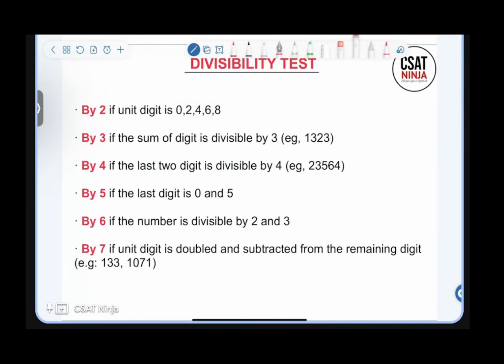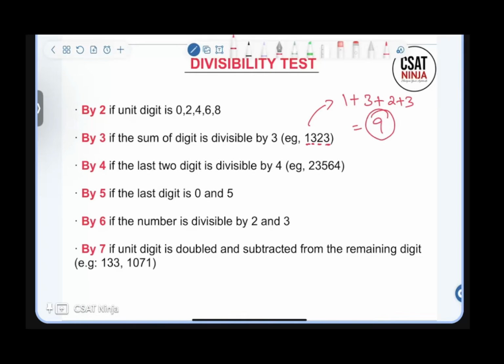By 3. We say that a number is divisible by 3 if the sum of the digit is divisible by 3. What do we mean by this? I have an example here. The sum of the digit means the digit here is 1, 3, 2, 3. So the digit here is 1 plus 3 plus 2 plus 3. If I sum this digit, how much are we getting? 3 plus 1 is 4, 4 plus 2 is 6, 6 plus 3 is 9.